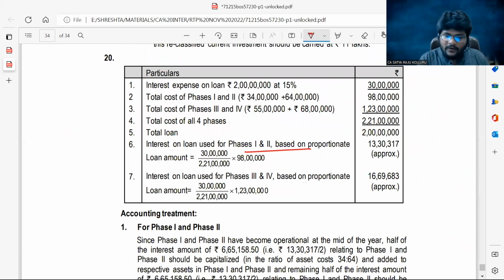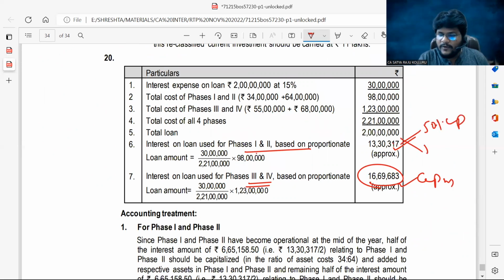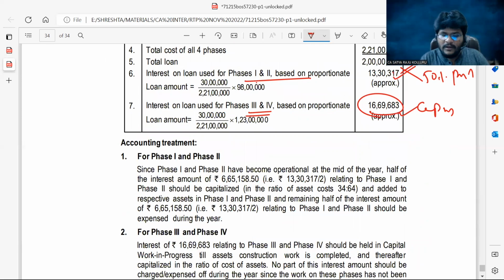Now you can cross check for phase 1 and phase 2, 13,30,317. For phase 3 and phase 4, 16,69,683. This entire amount was capitalized. Out of this, 50% is capitalized, 50% is transferred to the P&L. The same was given here. If you observe, for phase 1 and 2, 50% is 6,65,158 of the amount should be expensed and the remaining off should be capitalized.